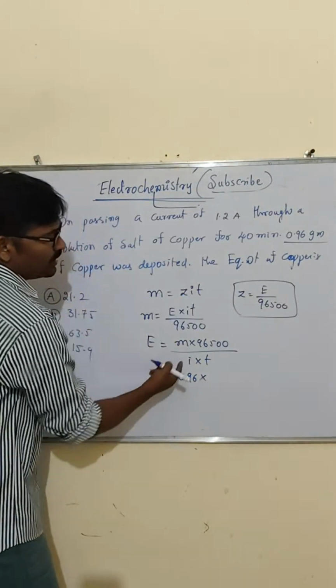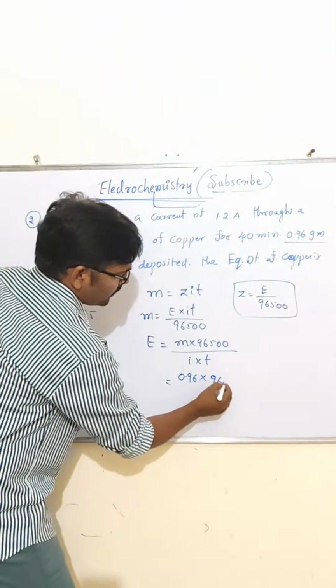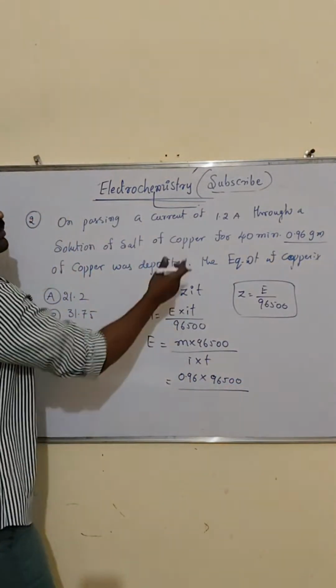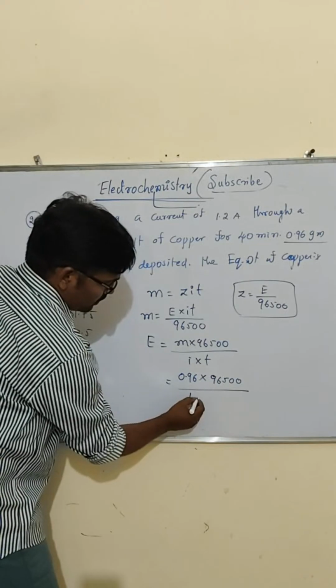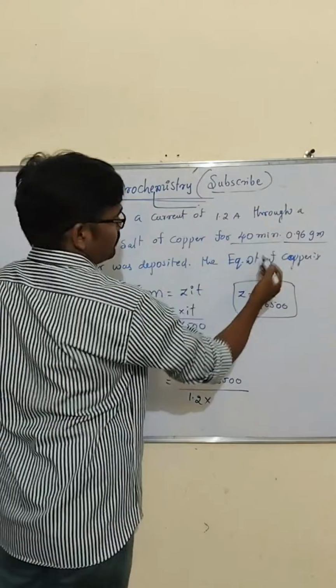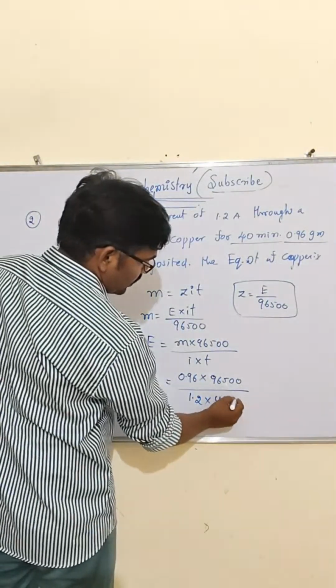0.96 into then 96500, 500 divided by I. What will be there? 1.2 amperes, they are mentioned. So 1.2 amperes. Then 40 minutes, you have to convert into seconds.